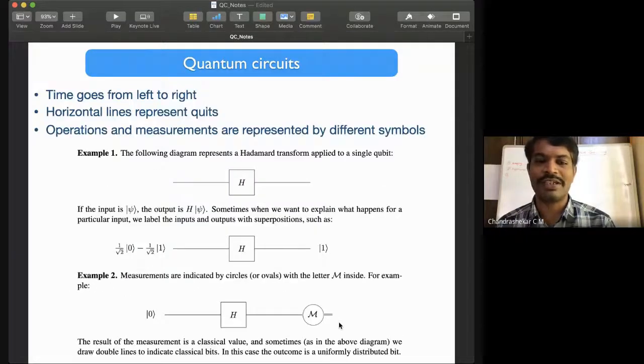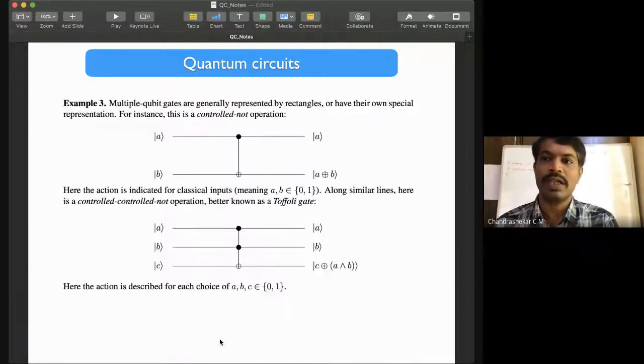Similarly, all single qubit gates, you can write them as X, Z, and everything will be here. So now we'll take multiple qubits. Multiple qubit gates are generally represented by rectangles, and they have their own special values. It can be any input state A, state B. It can be 0 0, or 0 1, or 1 0, or 1 1. Or it can even be a superposition.